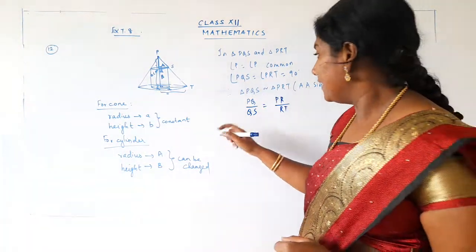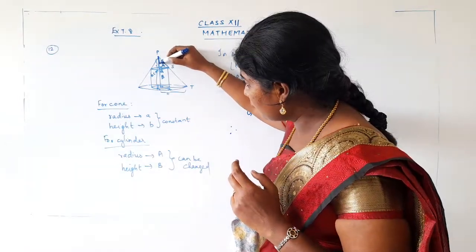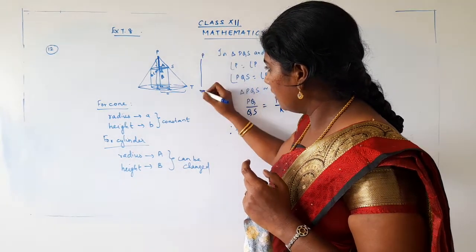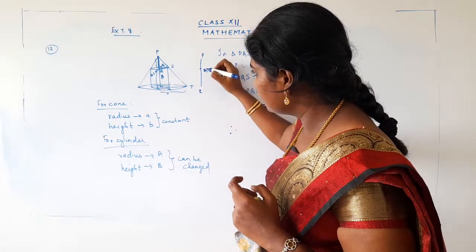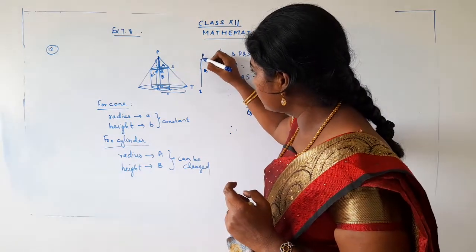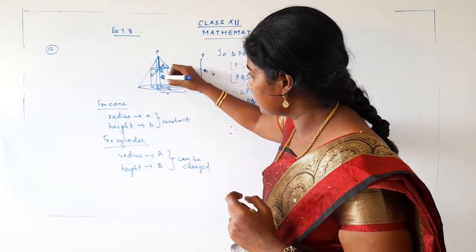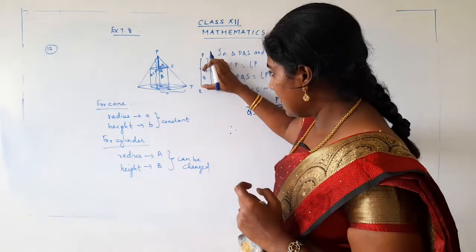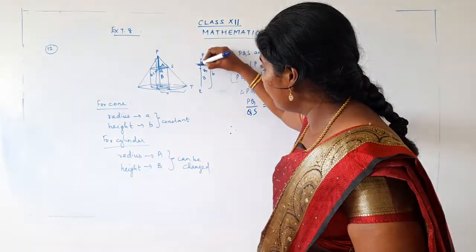I'm just going to substitute the values. So what I get here, PQ. What is PQ? This is the PQ part, this here. This full line is PR and here you have Q. So the height of the cone, this full part, is small b. And what is the height of the cylinder? It is capital B. I know the full height as small b and the height of the cylinder is capital B. So what will be this height? This will be b minus B.